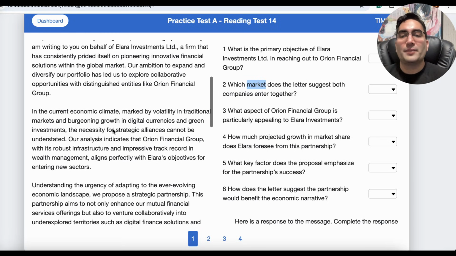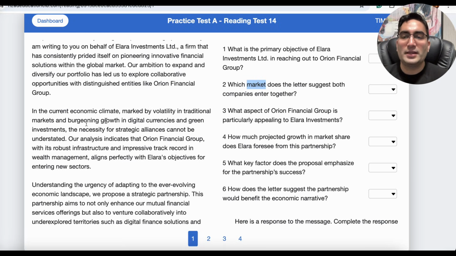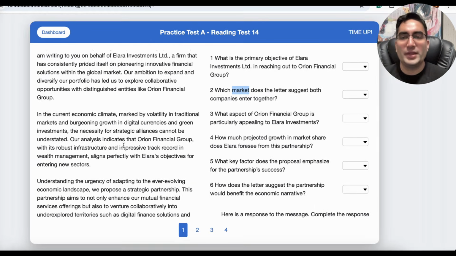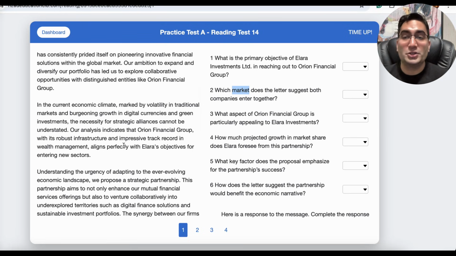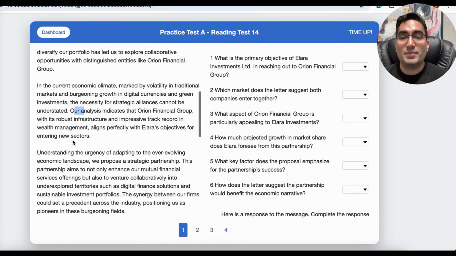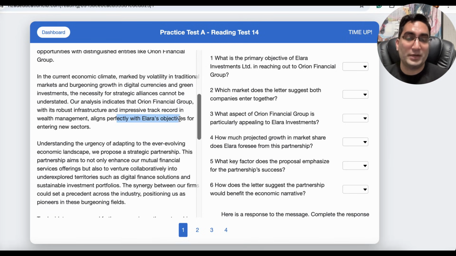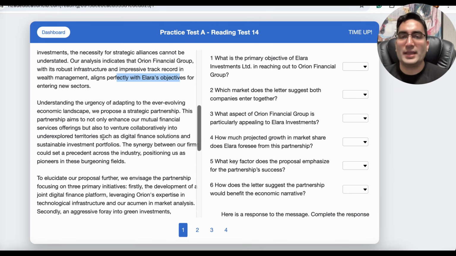So we'll keep reading. In this climate marked by volatility in traditional markets and growth in digital investments, just skimming through, I want to understand which market they need to enter in, and that's how I'm gonna be searching for my answers. Our analysis indicates that this, with its robust infrastructure, would be perfect for us, so it's a good match, fine. Still, I don't see the market, so I'm going to keep reading.